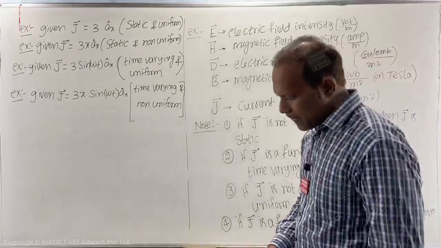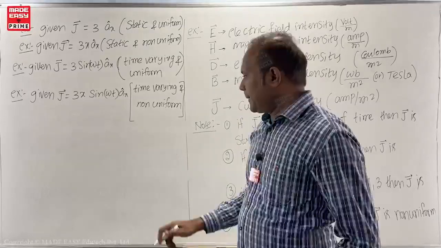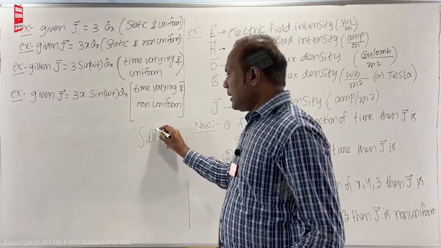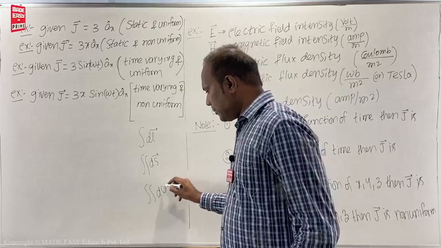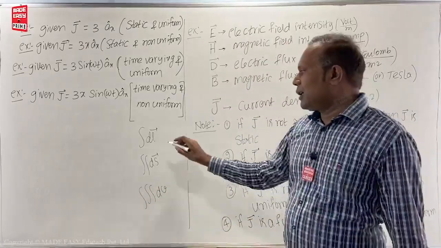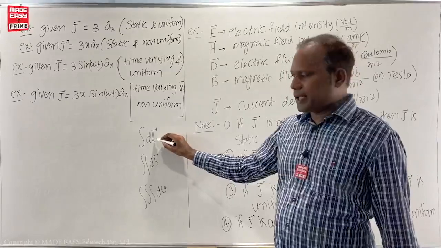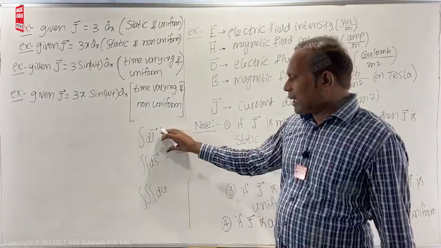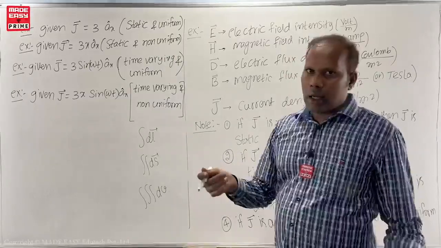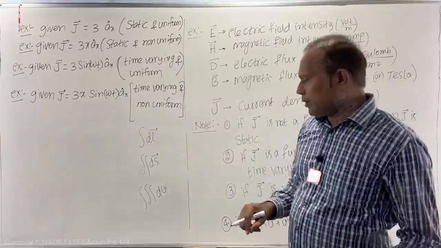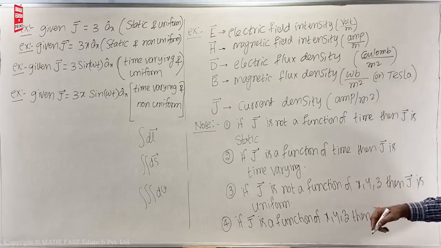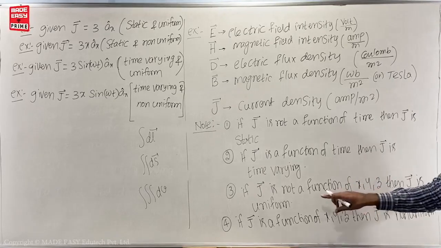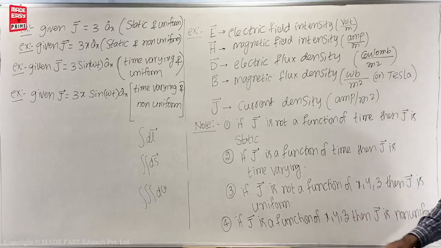Now while taking dl bar, double integral ds bar, double integral dv, triple integral dv, here only distance parameters are there like x, y, z. So whenever you take integrals, our concentration is whether it is a function of distance or not a function of distance. If not a function of distance, then that is uniform. If it is a function of distance, that is non-uniform.